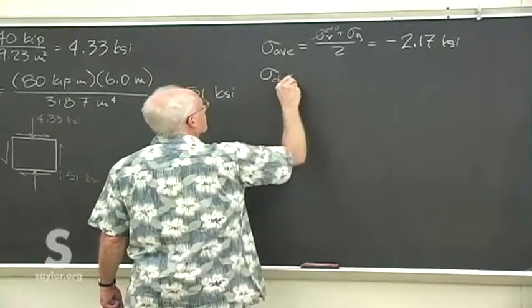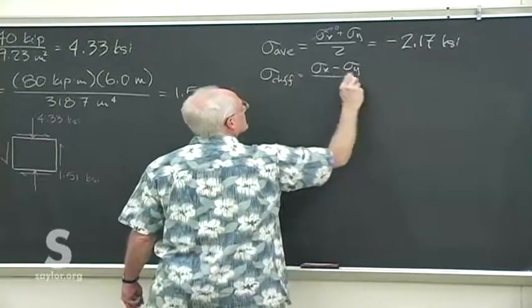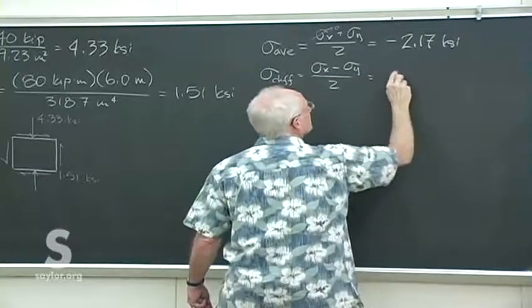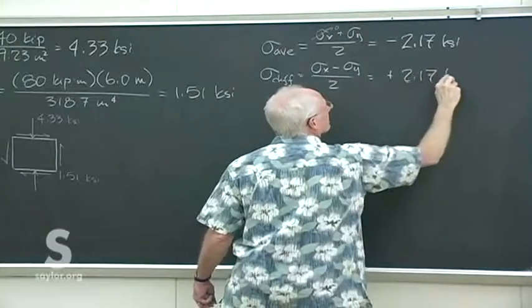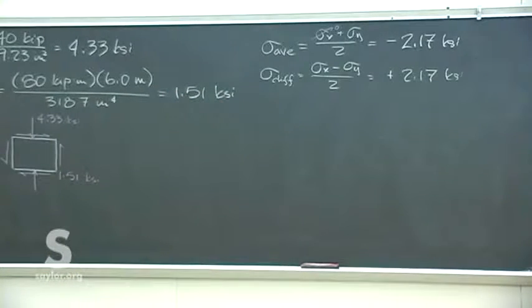Sigma diff is sigma x minus sigma y, so we have a minus, it's plus 2.17 KSI. And then you can fill in all the little pieces and calculate everything from the equations.